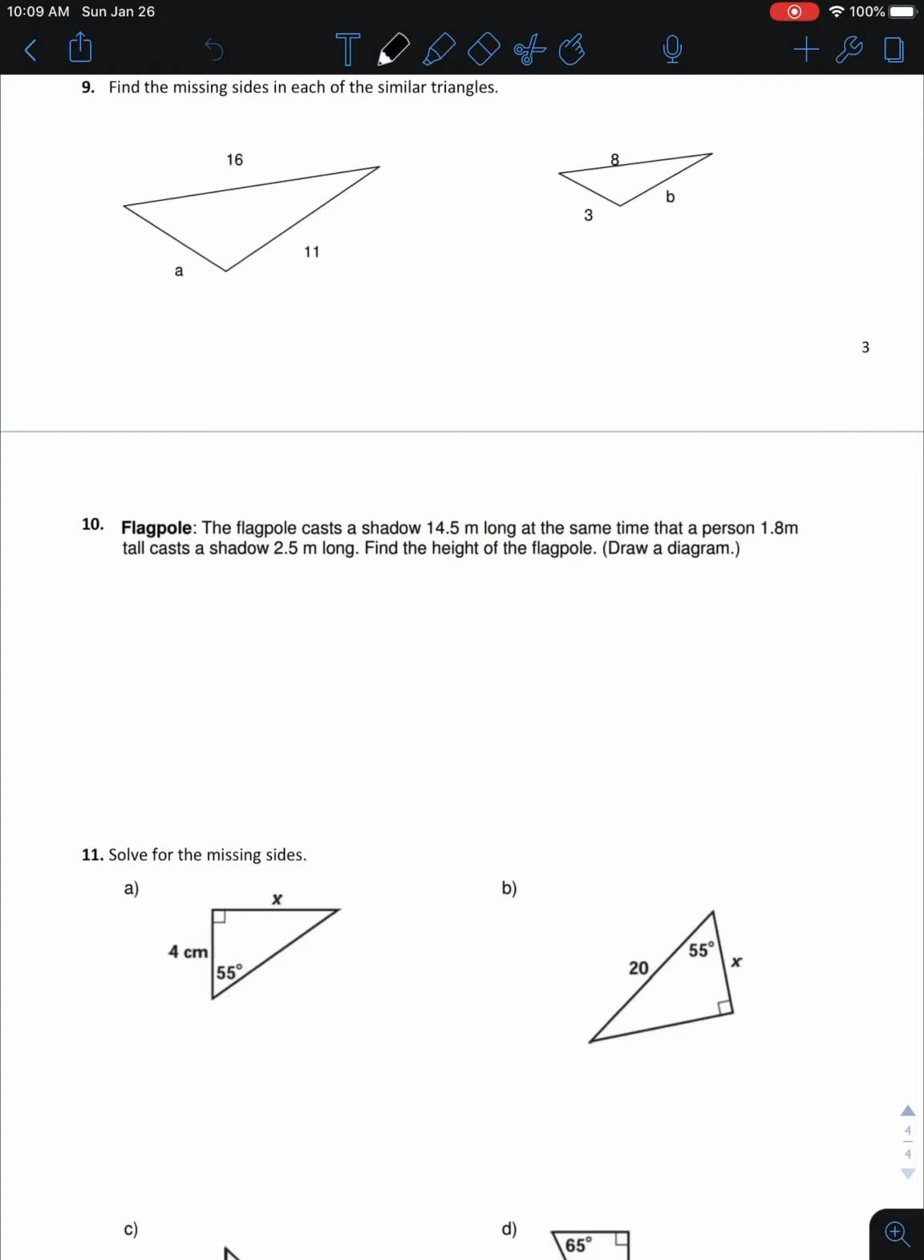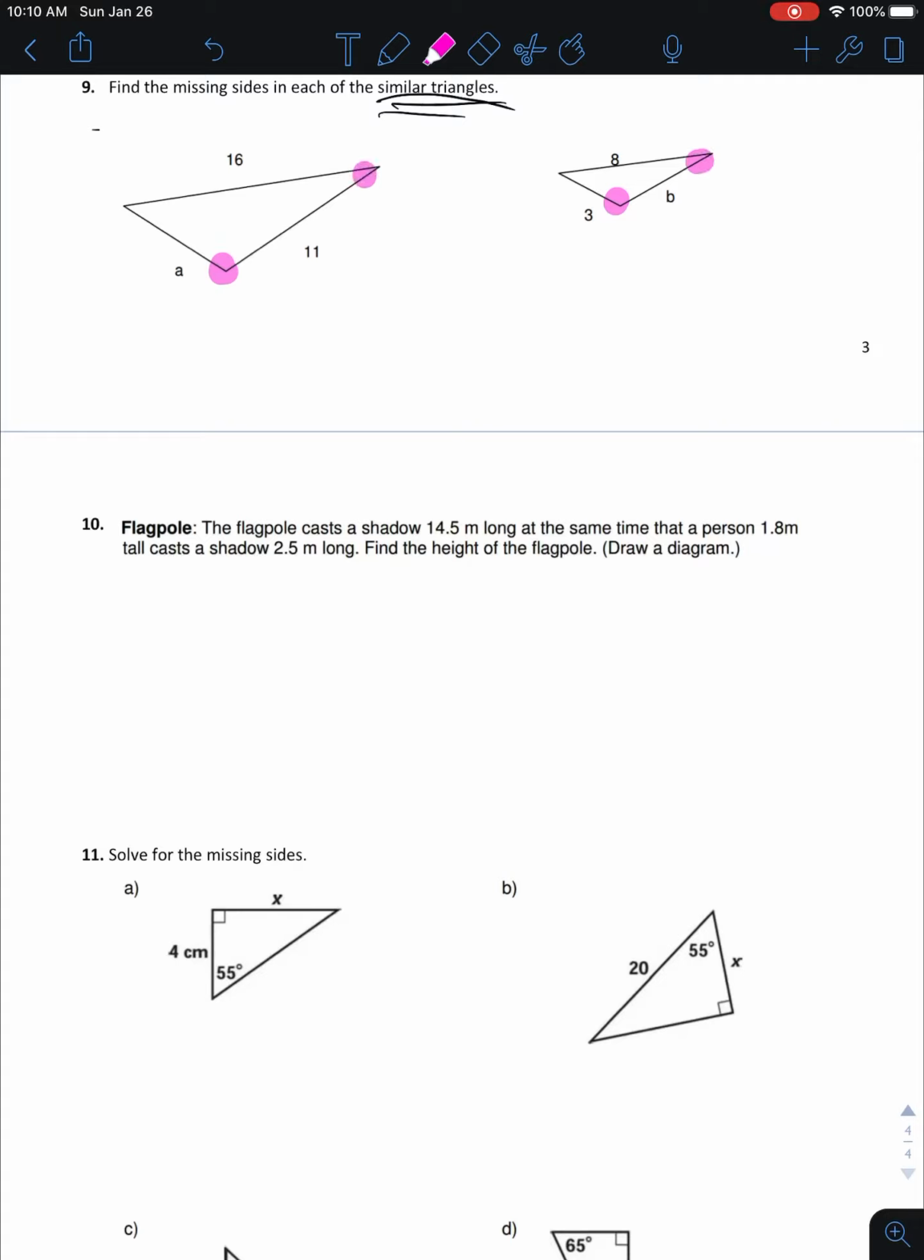All right, so I'm going to take you guys through number 9 and 10 on the review. And these are pretty easy questions, so you don't really want to lose any marks on these. Find the missing side lengths of each of the similar triangles. Okay, so it's telling you that the triangles are similar.